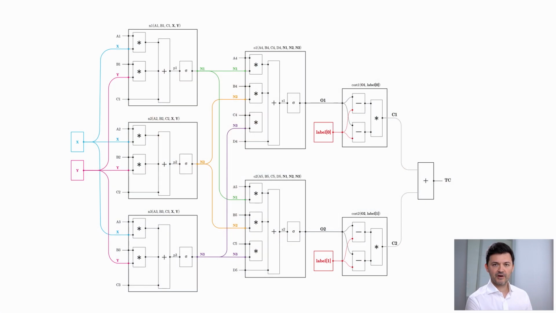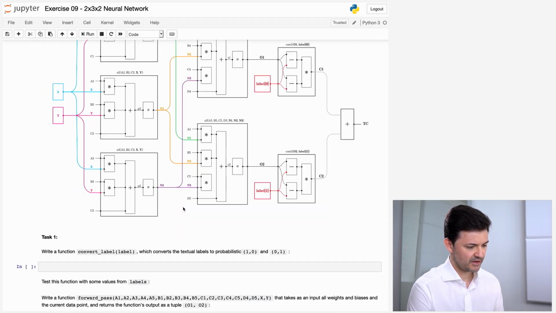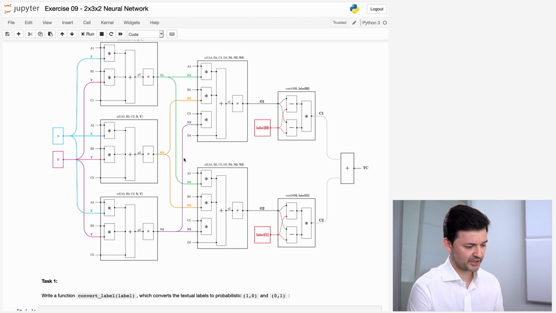And this is the diagram of the neural network that I asked you to implement on your own. And if you did so in a way that we learned how to do it so far, then I assume that your code looks a little bit messy. So this is exercise 9 that we did. We implemented this particular neural network.